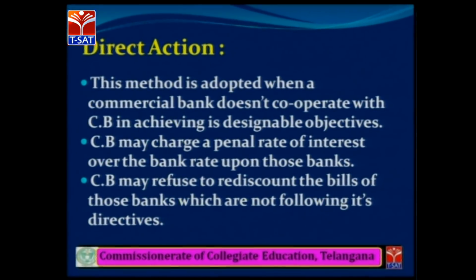Now direct action. This method is adopted when a commercial bank doesn't cooperate with the central bank in achieving the desirable objectives. That means RBI takes direct action on those commercial banks which do not follow the rules and regulations set by the Reserve Bank of India. This direct action may take different forms, like it can cancel the license and it can decrease the rate of interest of that particular commercial bank. The central bank may charge a penal rate of interest over the bank rate upon those banks. That means the RBI may charge high rates of interest over the bank rate upon those commercial banks which do not cooperate with RBI.